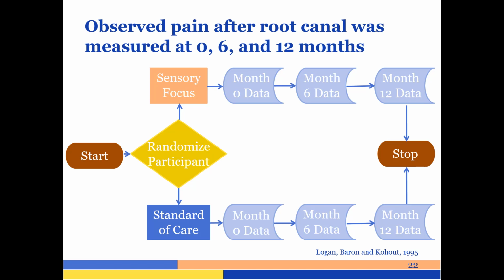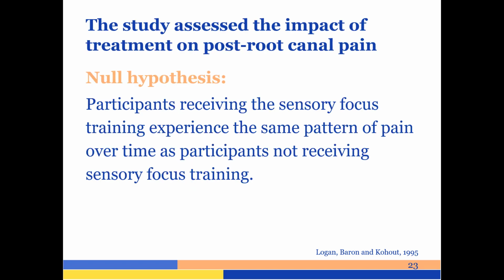After patients are randomly assigned to the intervention group or the control group, each patient has their memory of pain measured directly following the procedure, 6 months after the procedure, and 12 months after the procedure. Here you can see the null hypothesis, that there will be no difference in the pattern of pain over time between the two groups. The alternative hypothesis would be that the participants receiving the intervention will have different patterns of pain over time than participants who do not receive the intervention.